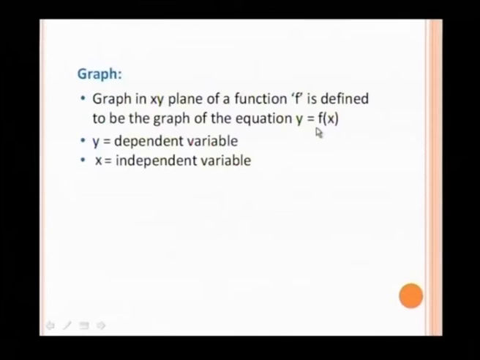Let's start with the definition of graphs. Graph in xy plane of a function f is defined to be the graph of the equation y is equal to f of x, where y would be the dependent variable, x would be the independent variable. Now we shall consider different functions and then understand the procedure of drawing graphs.